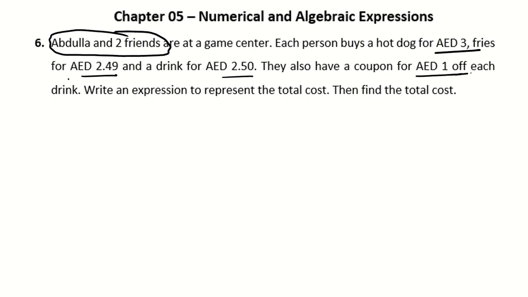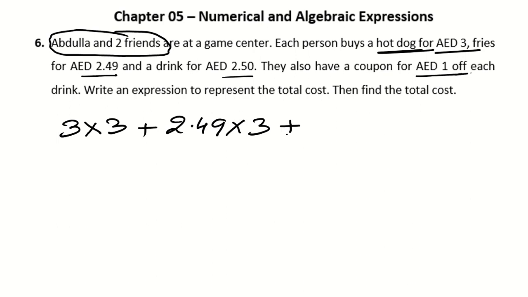Okay. So see, how many total friends are there? 3. And they are buying fries, hot dog. Hot dog means 1 hot dog, 3. Total how many friends? 3 plus then fries. Fries is for 2.49 and how many friends? 3. Then plus drink 2.50. So 2.50 for the drink, but there is a discount for AED 1 of each on the drink. Okay. So minus 1 and then it comes multiply by 3 because there are 3 friends. So simply just calculate this and you will get the answer.